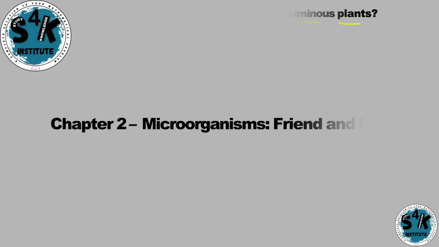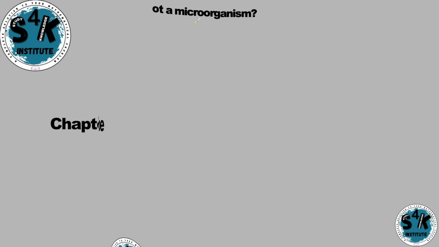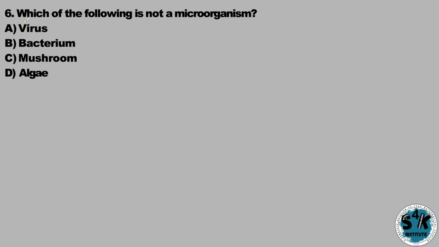Okay, let's do then chapter 2, microorganisms, friend and foe. Which of the following is not a microorganism? What do you mean by microorganism? Something which is at the micro level. The mushroom we eat is visible to us, so it is not a microorganism. Even by logic, you could have done this question.